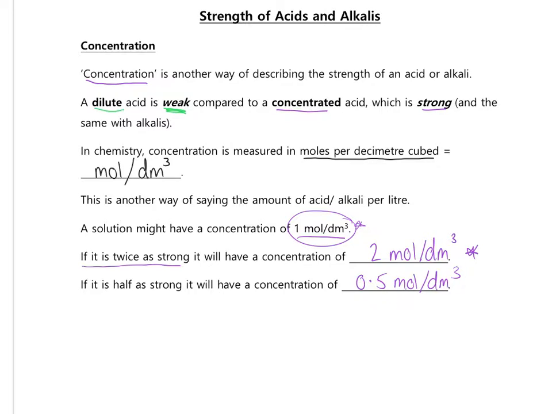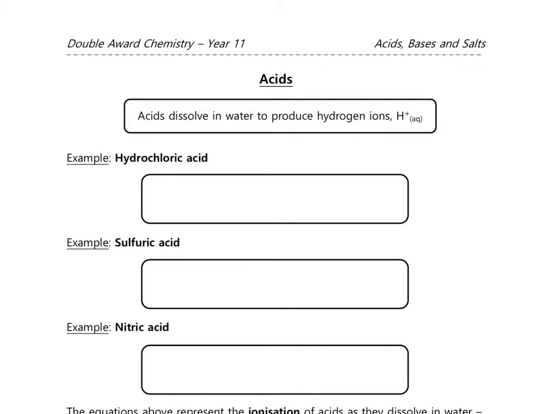So we can use concentration to give us an exact idea of the strength of various acids and alkalis. We're now going to have a quick look at what acids and alkalis actually are. And what you need to know for each of them is the particle that they produce when they dissolve in water. So you can see with acids here, they all dissolve in water to produce hydrogen ions.